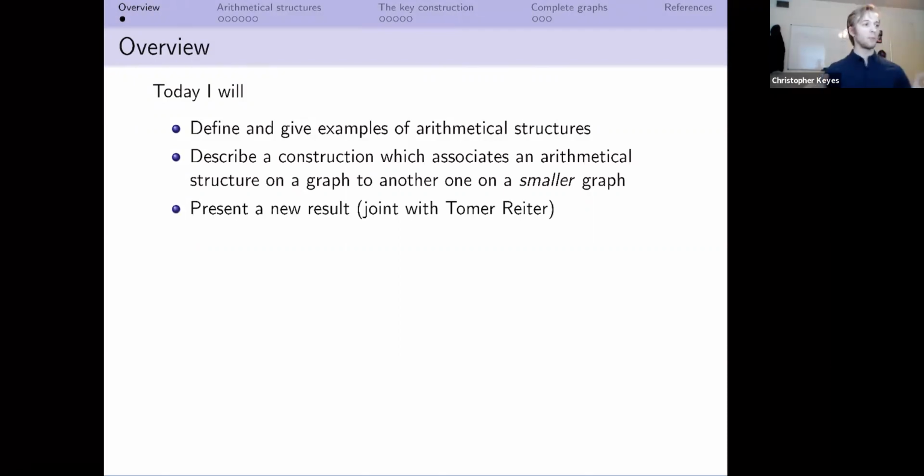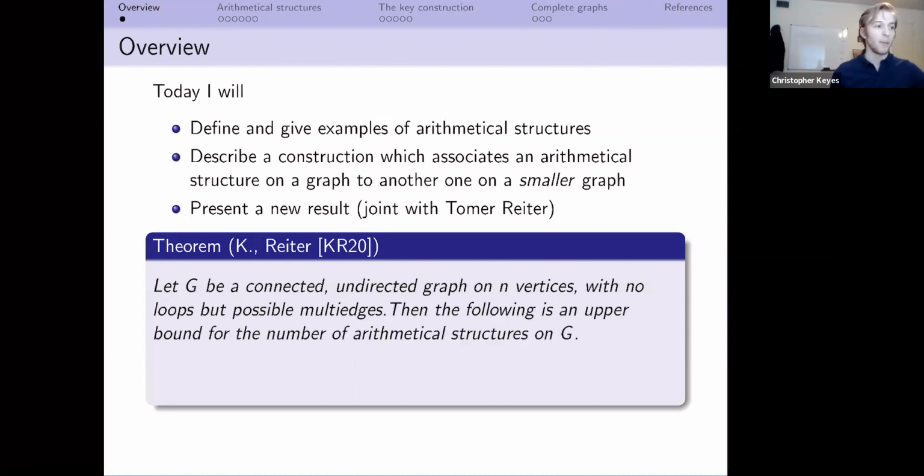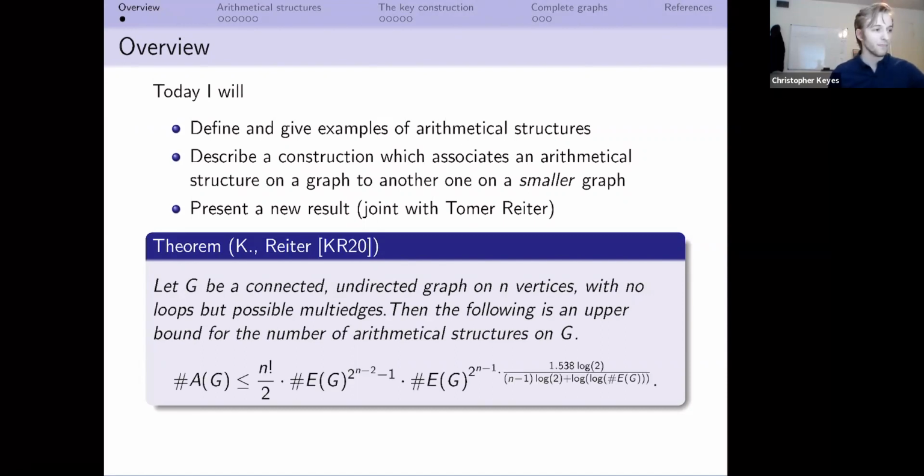And then the next thing will be to present our result that we get from this, which is as follows. The theorem is: if we have G, a graph, which is connected, undirected, with n vertices, and no loops, but possibly multiple edges, then we have an upper bound for the number of arithmetical structures that could be on G. And it looks like this. You'll see this again, and we'll talk about where these pieces come from, and hopefully I'll be able to give you enough of a kernel of how the proof goes that maybe you'll be interested.